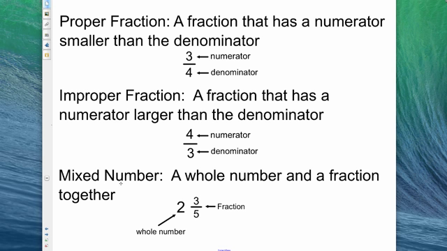The next term is mixed number. A mixed number is a whole number and a fraction that have been put together into one single number. So here we have 2 and 3/5. 2 being the whole number and 3/5 being the fraction. Together they create the mixed number 2 and 3/5.